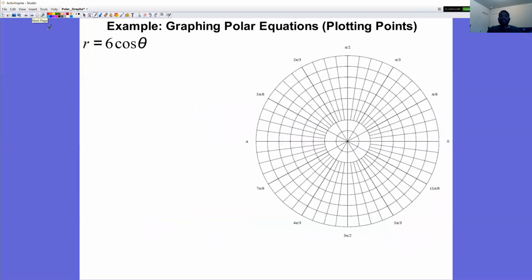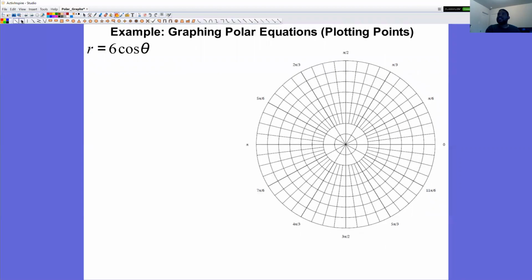So now we're going to talk about how to sketch a polar graph using a table of values. So here, we're going to sketch the graph of r equals 6 cosine theta. So let's generate a table of values.